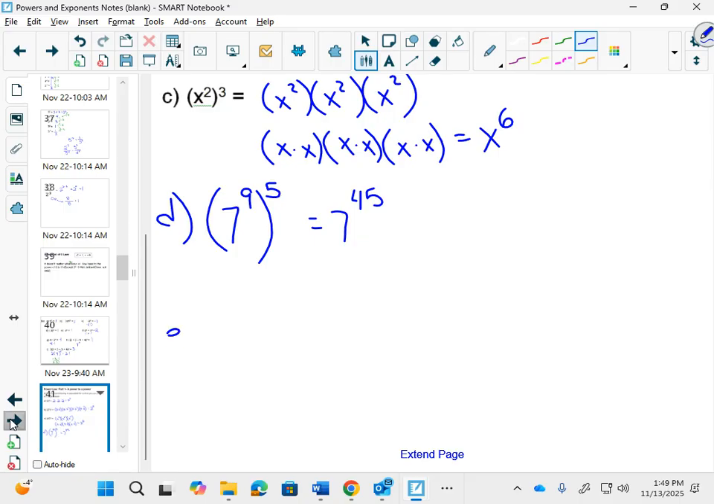One more example. See if we can get it really quick. Let's see. I'm going to do 3 to the 11 to the 5. 55. 3 to the power of 55.